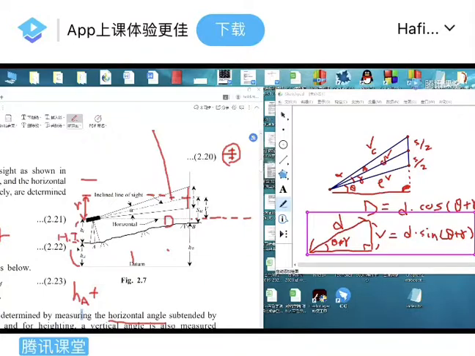plus HI plus V equals right-hand side. What is right-hand side? Right-hand side here is SM.